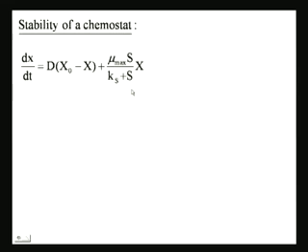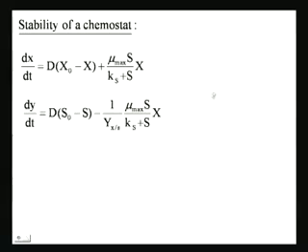Why would we assume it to be mu? We won't put the whole thing, mu max s over Ks plus s. We just assume it to be mu, as a function of s. But why would we do that? What is the growth rate of the system? What is the ideal typical growth rate of the system? It's mu times x, right? So I think there is a basic problem here.